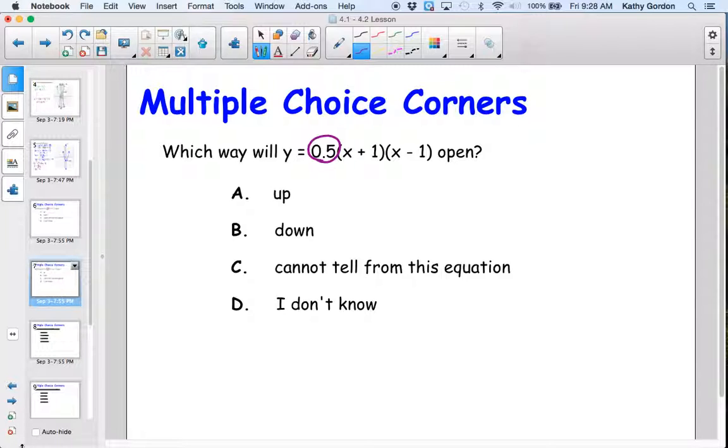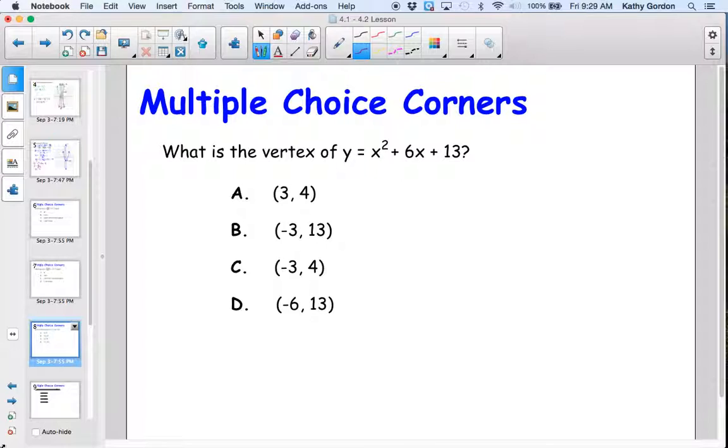Back to the center. You might need some paper for this next one. The next three are more about vertices, so some you might have to work out, some you might just be able to tell. All right, ready? Here's the next one. You need some paper to work it out, that's fine. You can do it in your head, that's great too. Remember, it's A, B, C, D.